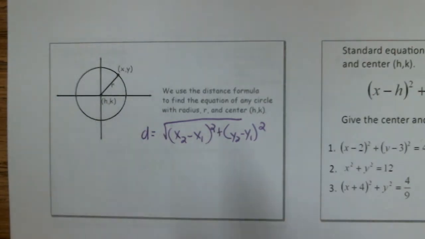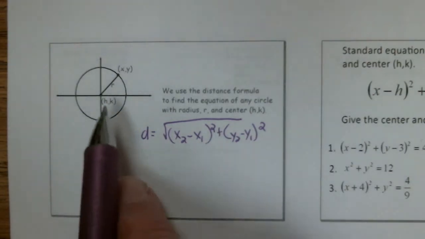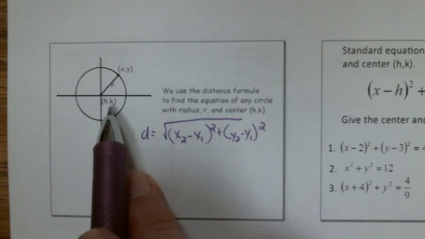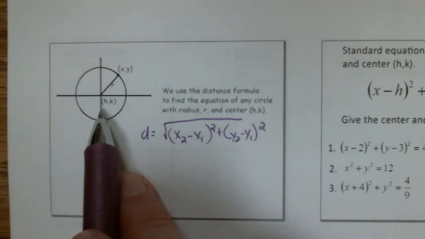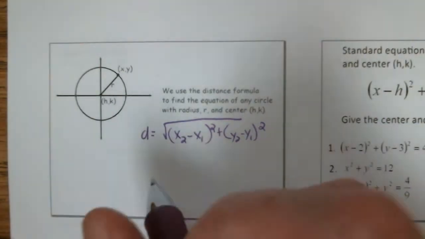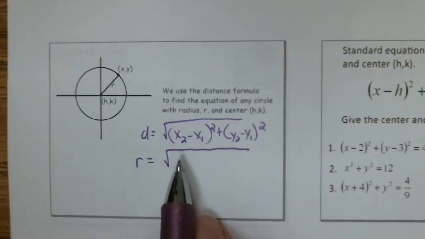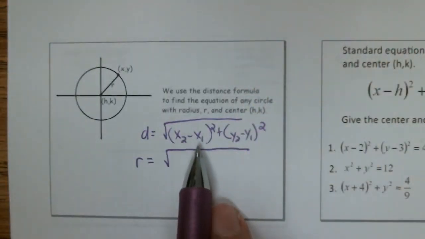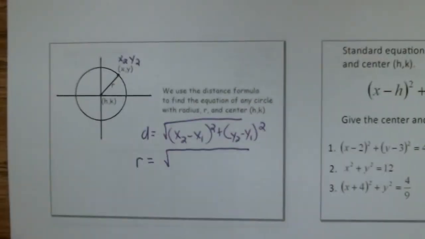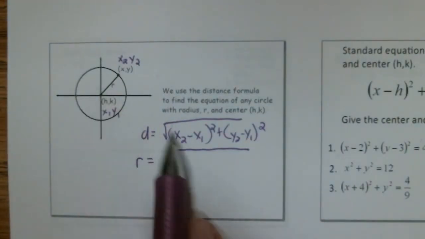Okay, (h, k). It's kind of like the vertex form when we were dealing with quadratics, using an h and a k. It's just another coordinate point, (1, -2) or whatever. So instead of distance, I'm going to write the radius. Now instead of x2 minus x1, I'll let the x and y be my x2 and y2, and I'll let the h and the k be my x1 and my y1.